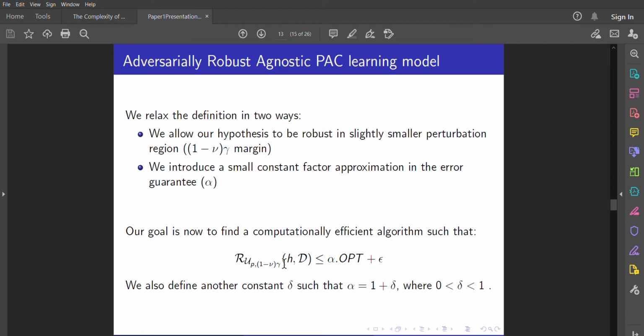So our goal is to now find a computationally efficient algorithm such that the robust risk of this set of perturbations with (1 - nu) gamma margin is less than or equal to alpha times the robust risk of the best fitting function plus epsilon. We also define another constant delta such that alpha equals 1 plus delta, where delta lies between 0 and 1, just as nu.